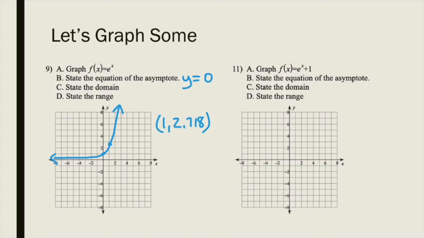Now, the domain and the range. Domain. If you put a line up and down, vertical, all points, all real numbers. Just do an R. Okay? All right. Then we go to range.